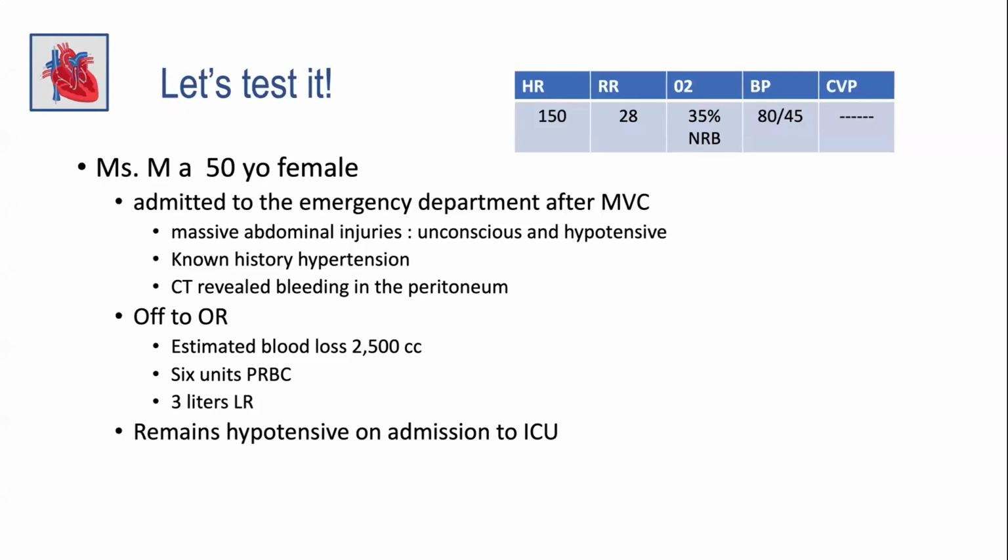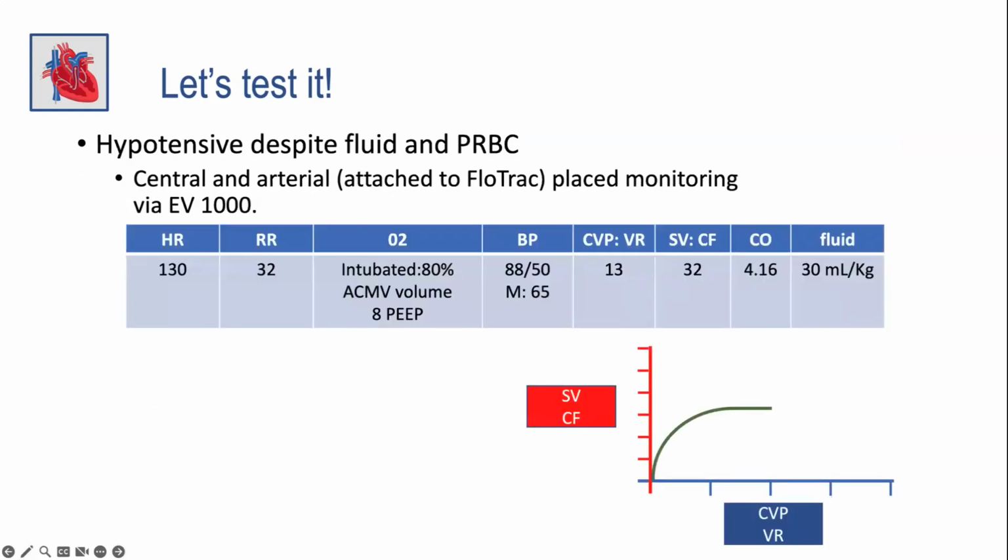She's still hypotensive on admission to the ICU. So this is her first vital signs here. This was in the ED. Now, of course, she's intubated because she's gone to the OR. So now we're looking at our patient hypotensive despite fluid and red cells, right? Heart rate 130, respiratory rate 32. You already know that's a problem.